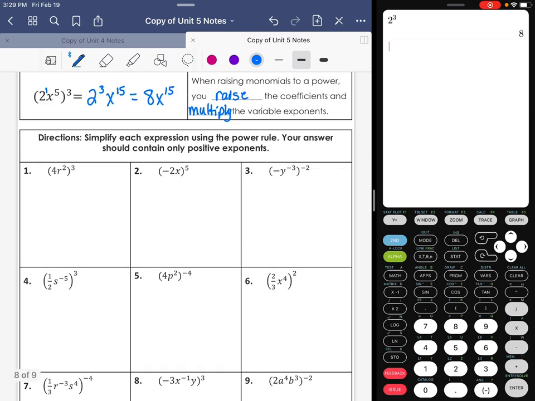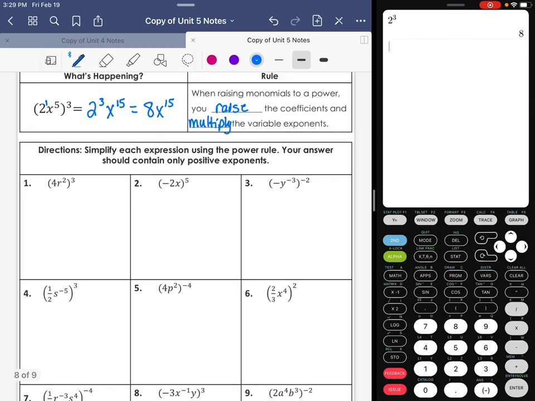So this first one is very similar to the one we just did. So you're going to have 4 to the third power and r to the 6th power, and then go do 4 to the third power in your calculator. So you get 64 r to the 6th power. Now, if you have a negative number, it is super important that you put that in parentheses when you put it in your calculator. If you have an odd number, it's not going to matter. So if your exponent is odd, whether you have parentheses or not, it's not going to matter because it's an odd number.